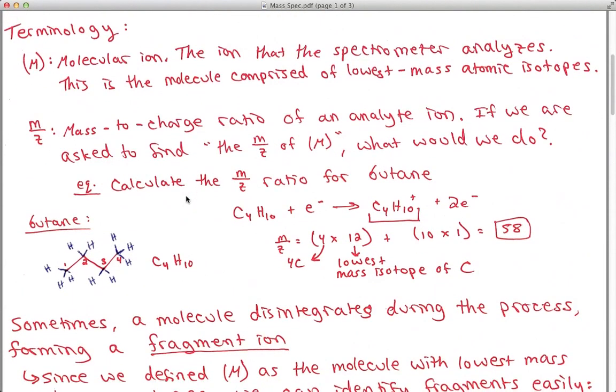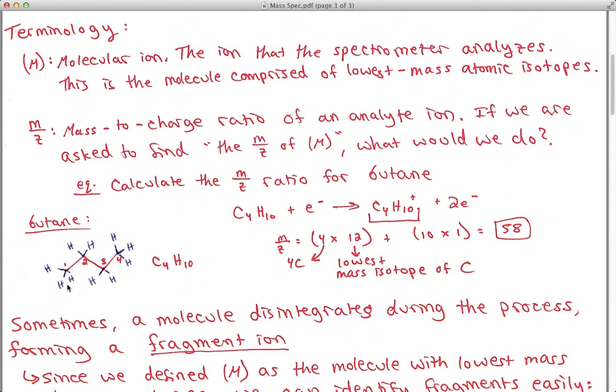So hypothetically, if we were given a substance and were asked to calculate the m/z ratio of M, the molecular ion for that substance, what would we do? This should say calculate the mass to Z ratio of M. There should be an M right here as written above. But essentially, let's say we're doing this for butane.